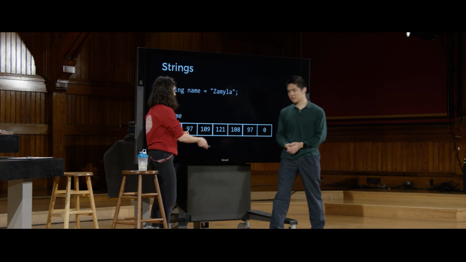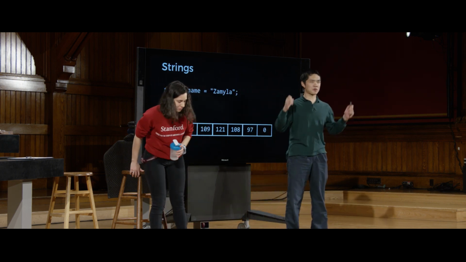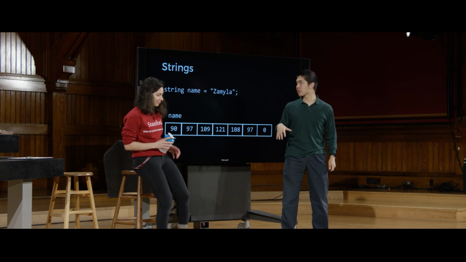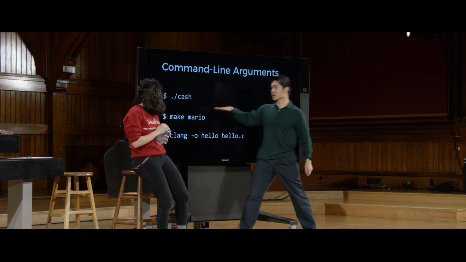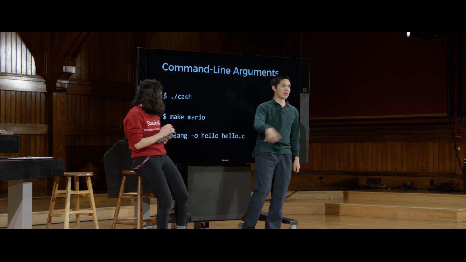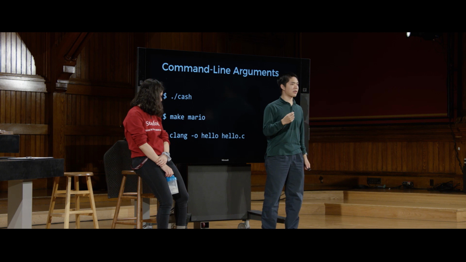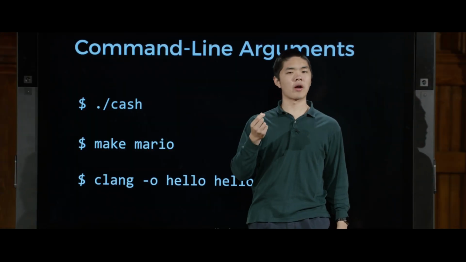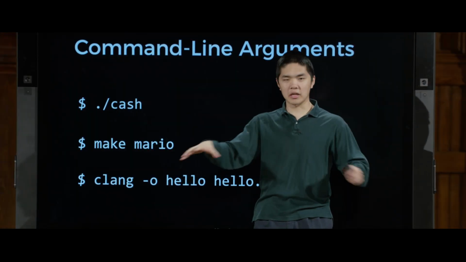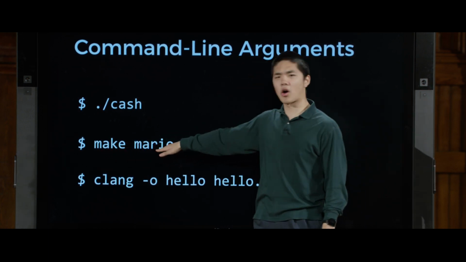Command line arguments were another thing that we talked about in week 2. This was another way of trying to provide information to our programs. We started with simple programs, like running just ./cache, which might have been a program you wrote in week 1. But then we also saw programs like make, which ultimately was using Clang to help compile our program. And we ran a command like make mario.